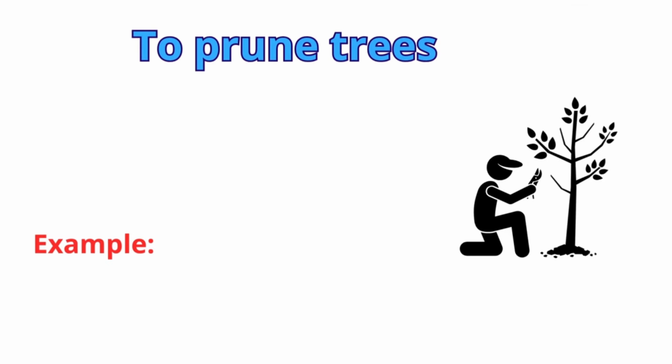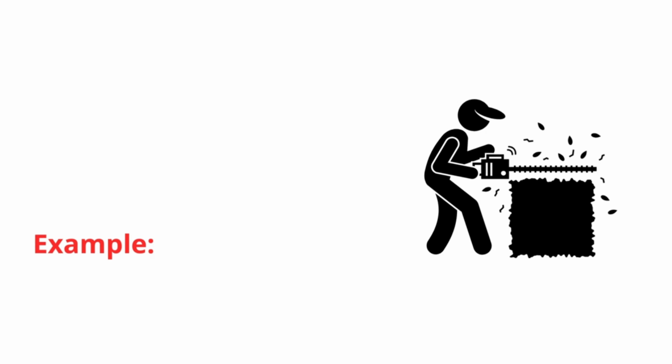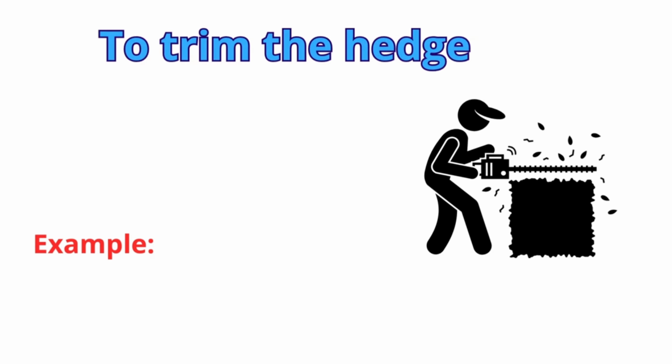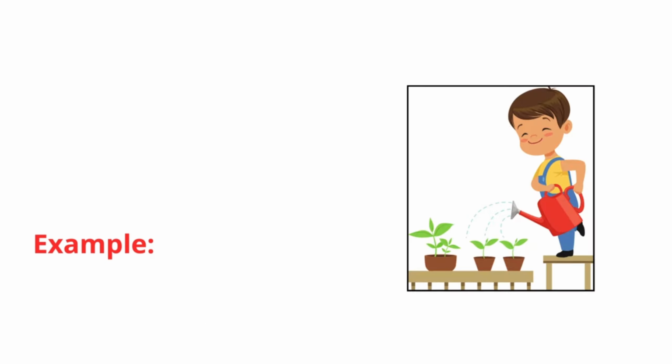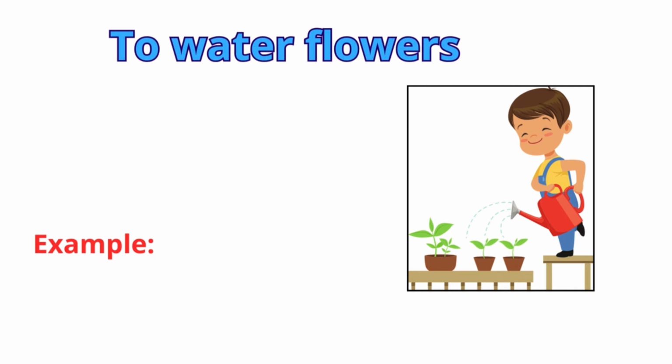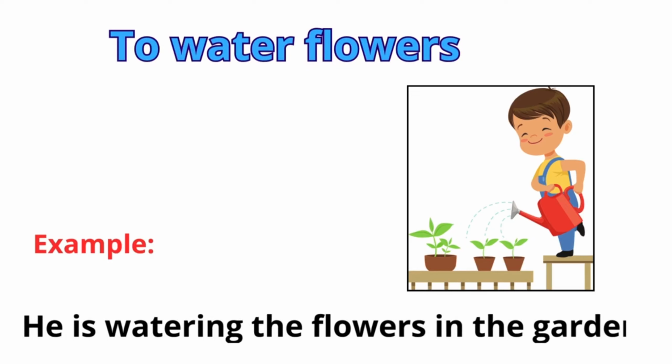To prune trees. He's pruning trees. To trim the hedge. He's trimming the hedge. To water flowers. He is watering the flowers in the garden.